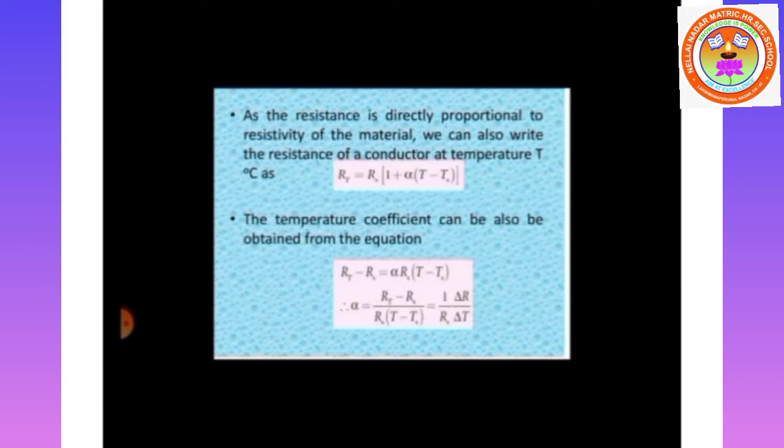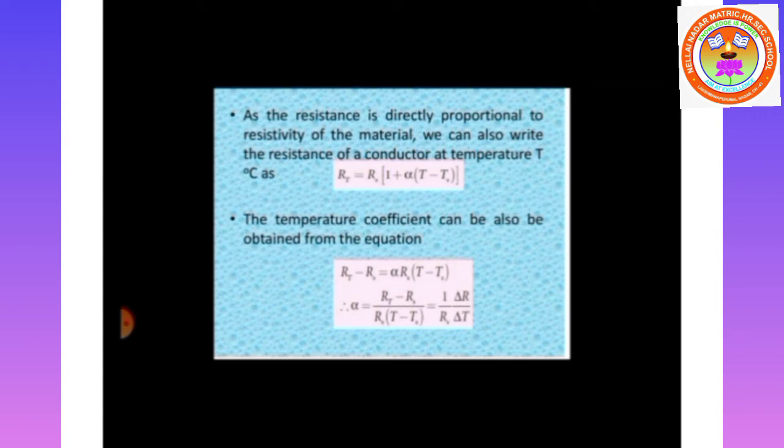As the resistance is directly proportional to the resistivity of the material, we can also write the resistance of the conductor at a temperature T degrees Celsius as R_T is equal to R naught into 1 plus alpha (T minus T naught). From the resistivity, we can give the formula for the resistance at a particular temperature.